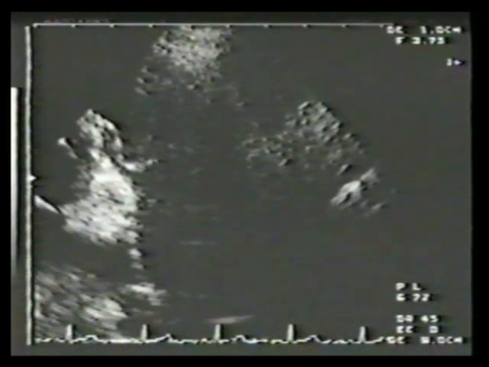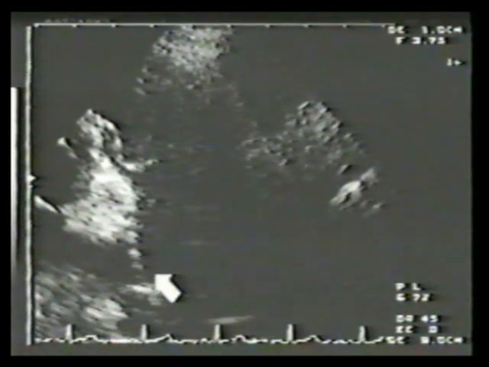This 22-year-old female has mild pulmonary stenosis. This is the right ventricular outflow tract. As expected, the pulmonary artery is enlarged. The pulmonary valve opens with a doming motion, which is characteristic for valvular pulmonary stenosis.